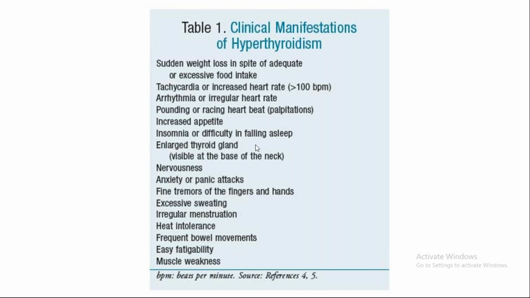The thyroid gland can be seen enlarged in the neck region. Nervousness, anxiety, and fine tremors of the fingers occur because of neuronal irritation. Excessive sweating occurs because the temperature is increased, and there is vasodilation at the periphery. Heat intolerance: the person feels more heat compared to a normal individual. Gut motility is increased, so frequent bowel movements occur. Easy fatigability occurs because of protein catabolism, which will lead to muscle weakness.